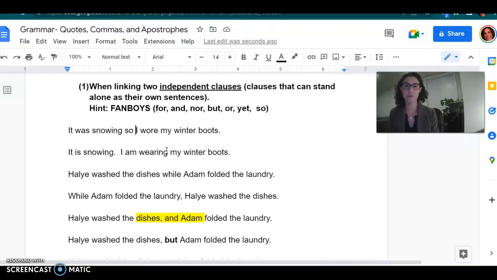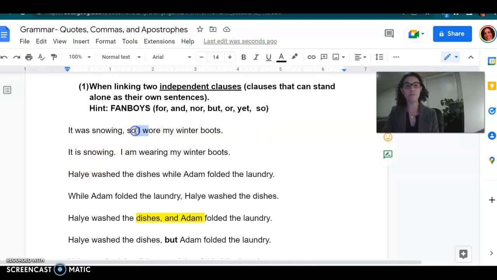Grammar rules will tell us that when we link these two independent clauses together using one of the fanboys, and so is one of them, we require the comma before that second linked sentence. It was snowing, so I wore my winter boots. So it's the same thing again down here.